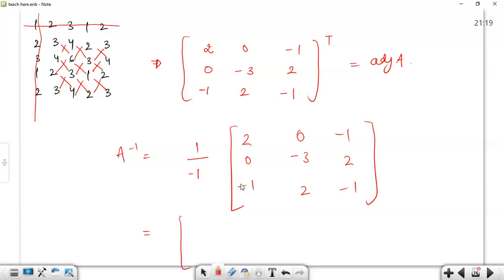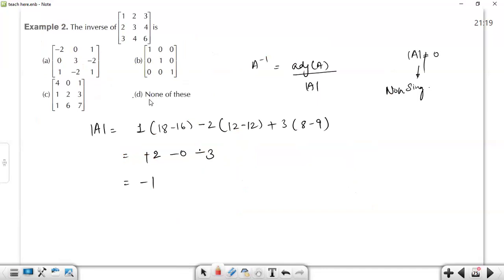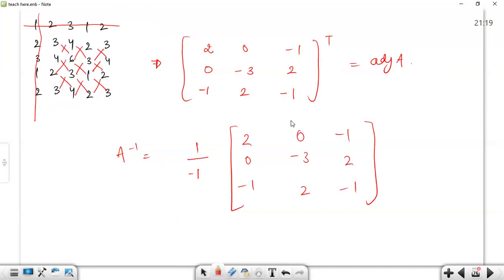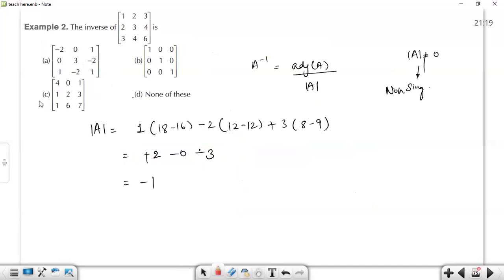So instead of doing all this, let's just look at the options and do it faster, right? Let's observe the options, and they should be having minus of 2, 0, and plus 1 in the first row. Minus of 2, minus of 2, 0, and plus 1. So this is the correct option. Is that clear, everyone? Any doubts? No doubts? No, sir.